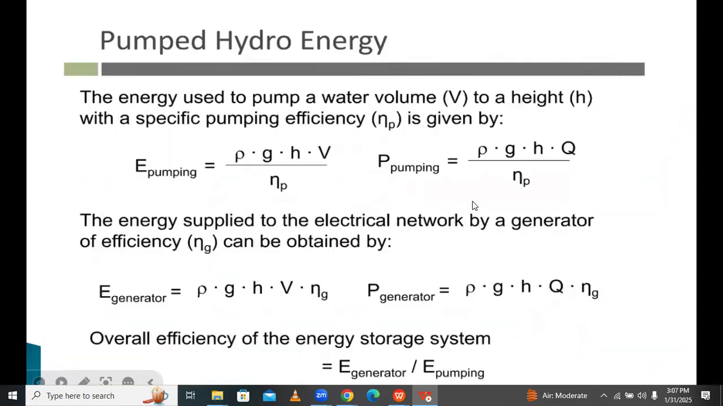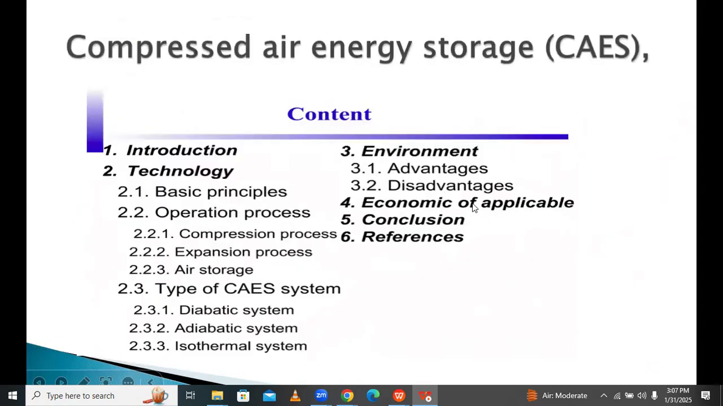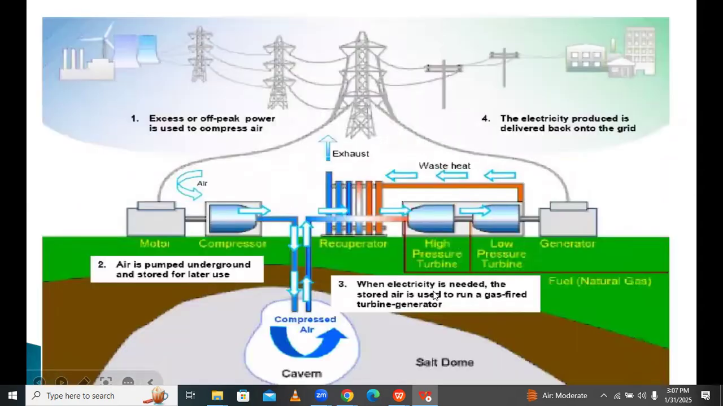Next, coming to another energy storage technology, compressed air energy storage systems. We have to store the energy. Under light load condition, we take the power from the grid and, by using a motor, compress the air in a cavern. So this is called compressed air.